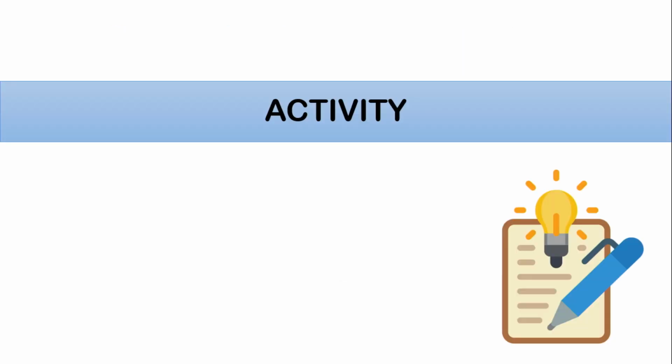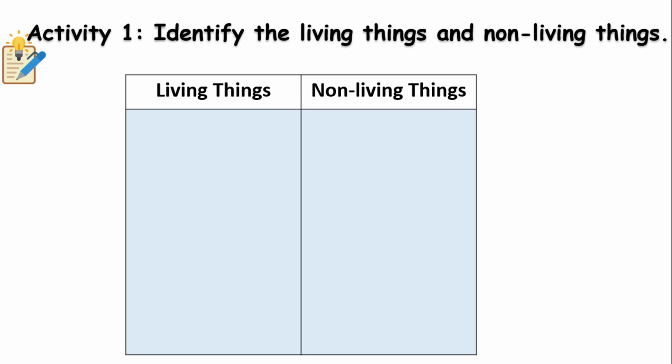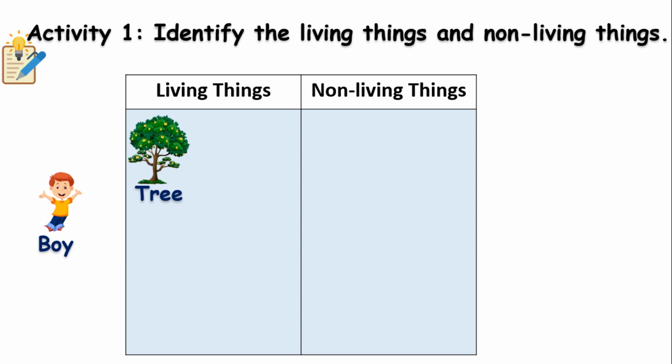Let us now do an activity. In this activity, you will identify some living things and some non-living things. Look at this tree. Is it a living thing or a non-living thing? The tree grows when it gets water and sunlight. Hence, the tree is a living thing. What about this boy? The boy grows just like you. Hence, the boy is a living thing.